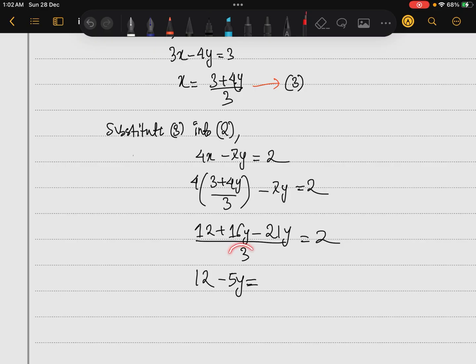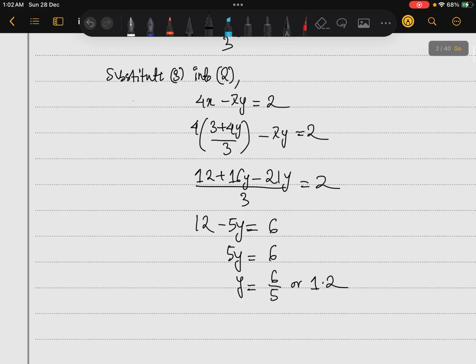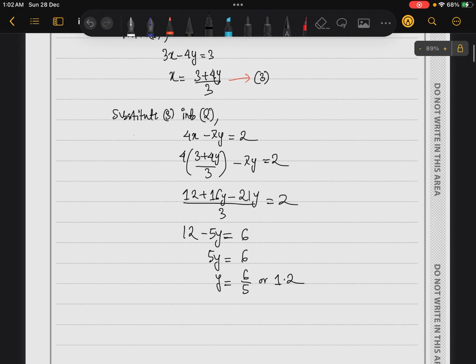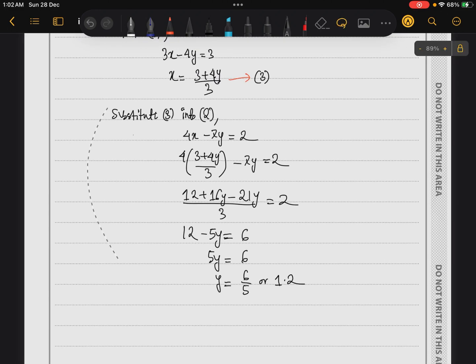If I take 3 there, it gets multiplied with 2 and we'll get 6. So 5y is equals to 7. Sorry, 5y is equals to 6 and y is equals to 6 divided by 5, or 1.2. You can either keep it in decimals or you can keep it in fractions. Doesn't matter.